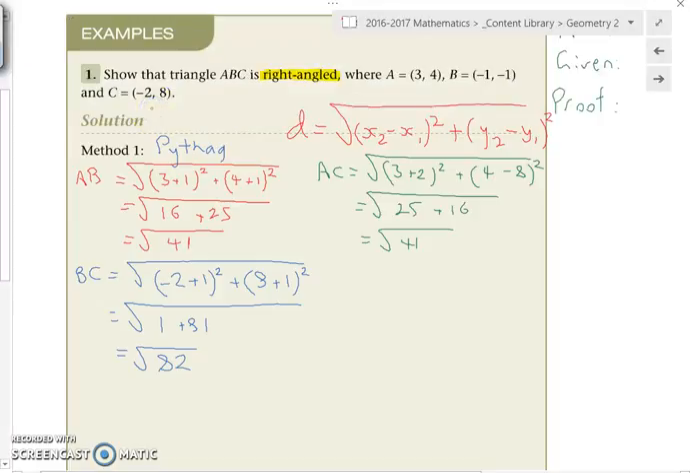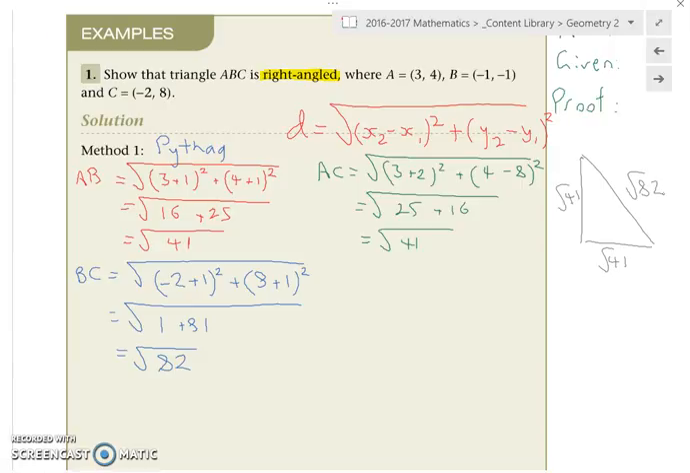All right. So we've now found the lengths of all 3 sides of the triangle. Okay? So if you wanted, you could now draw a bit of a triangle and go, well, I've got square root 41, square root 41, square root 82. It's interesting. So now we're going to use Pythag, right?